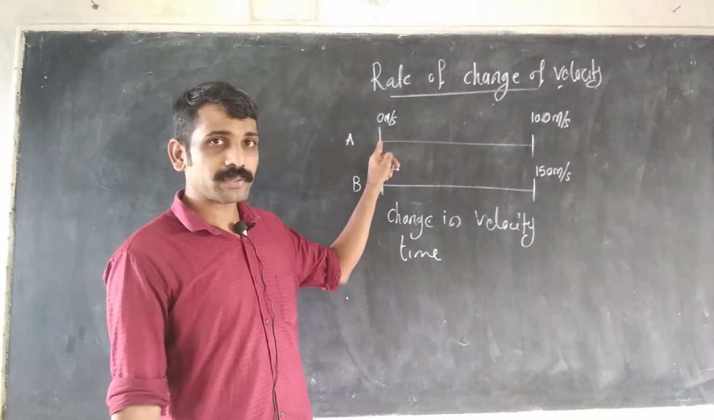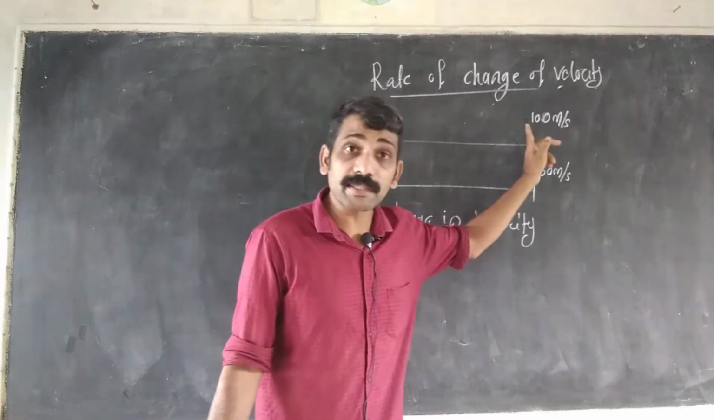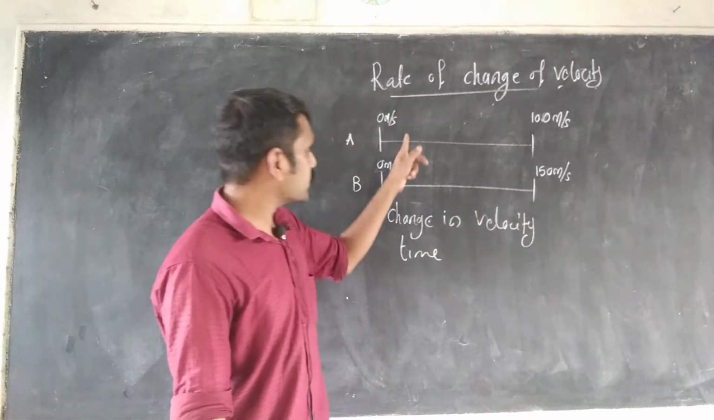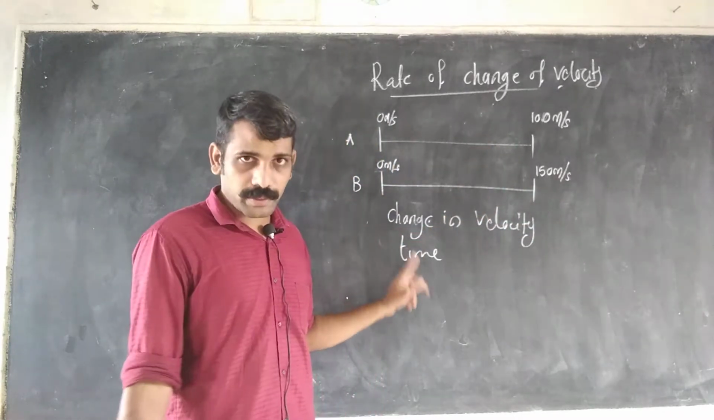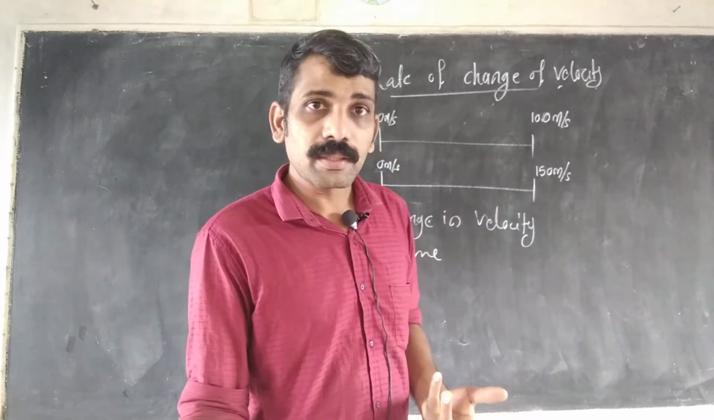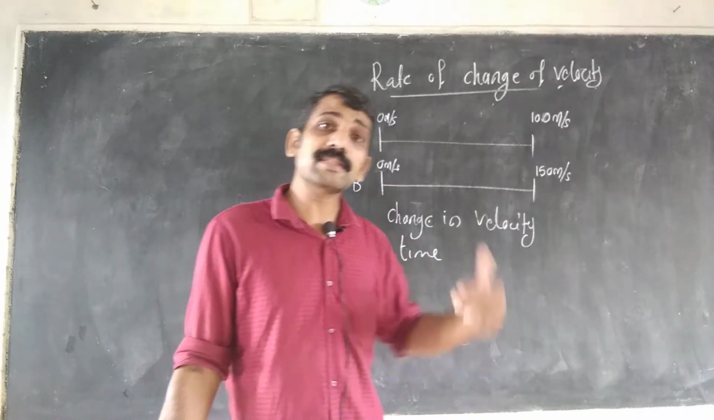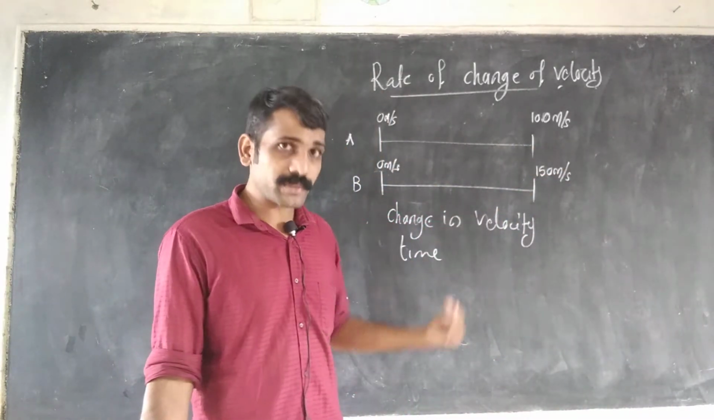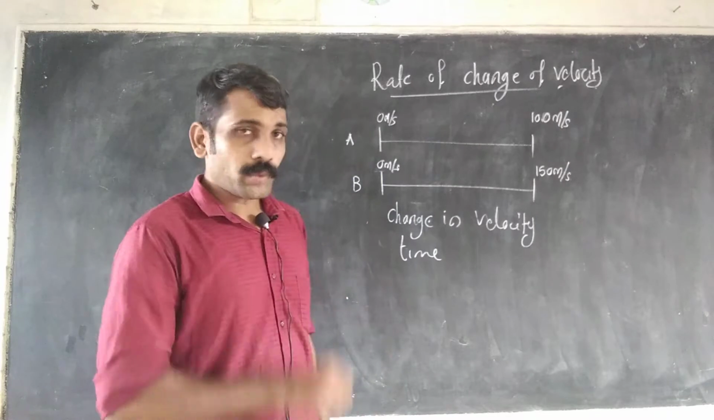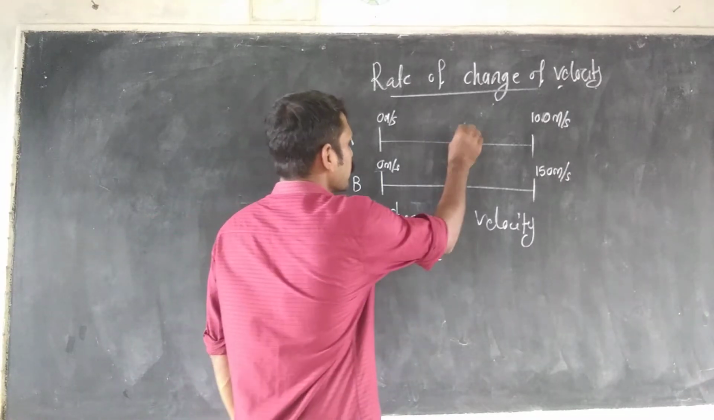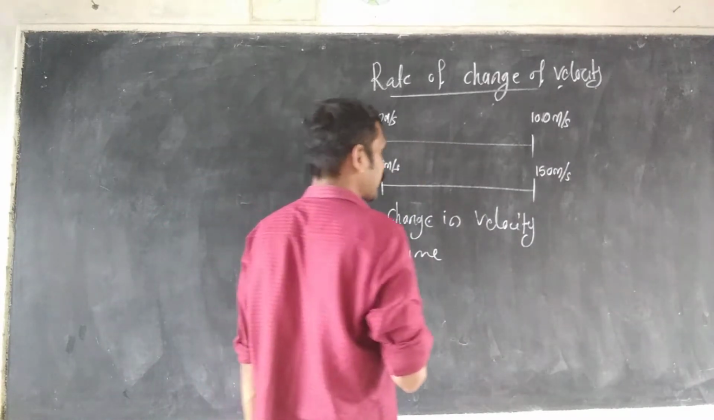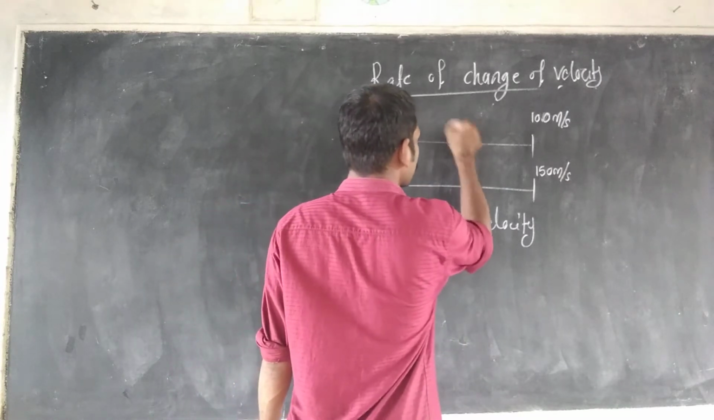Here, change in velocity is given: 0 to 100, so the change is 100. Here the velocity change is 150. But time is not given. If time is not given, we cannot say which velocity increases fast or which increases slowly. So time must be given. Suppose time is given: the velocity of object A increases by 100 meter per second in 4 seconds.